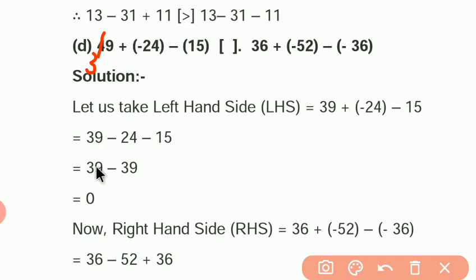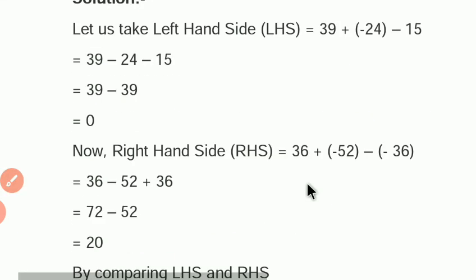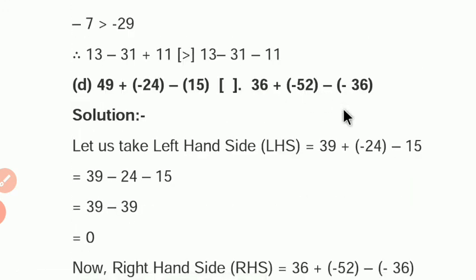So here we have written the first number as it is, so 39 minus 24 minus 15. We know that minus plus. So 24 plus 15, 39, and the sign will be minus. So 39 minus 39, 0. Now we'll see the right hand side. Right hand side is 36 plus minus 52 minus minus 36.